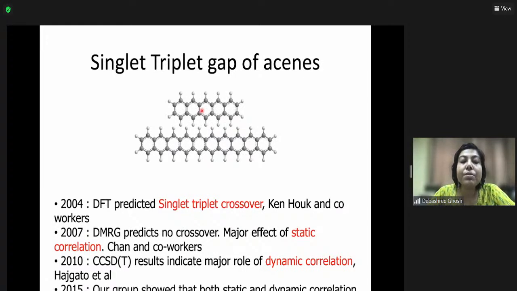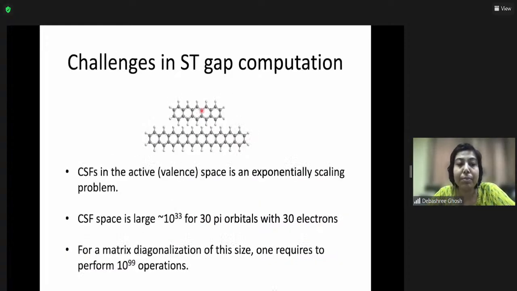And in 2015, our group showed that both static and dynamic correlations are important. So it seems that to understand chemistry, these small details seem to be quite important, and we need to include all of those small effects to understand chemistry in all its complexity.